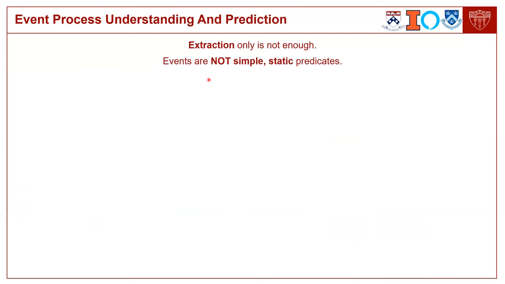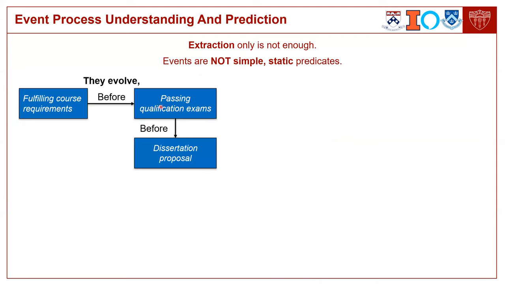However, I want to say that to understand events in natural language, only extracting them is not enough. This is because events are often not simple standalone predicates. They often form processes. For example, we know that as a part of earning a PhD, we need to first fulfill the course requirements. And after that, we can try to pass a qualification exam, which will further lead to a dissertation proposal. So that's a part of the process in earning a PhD.